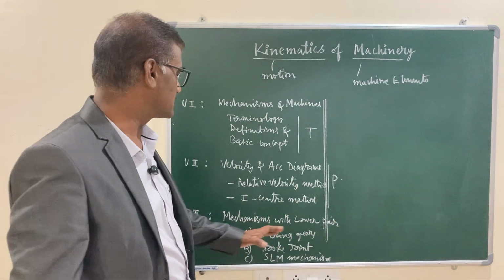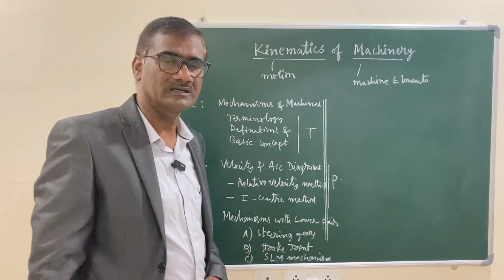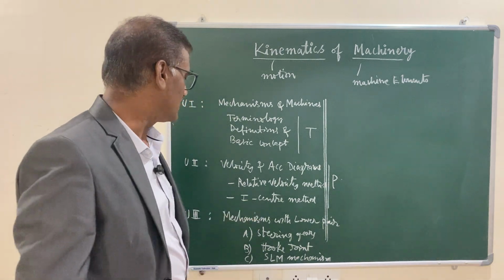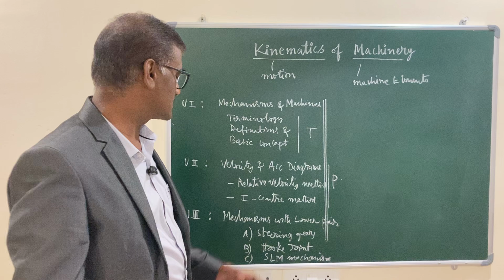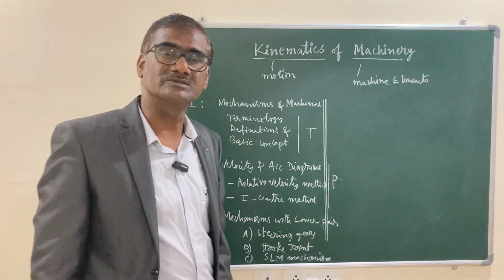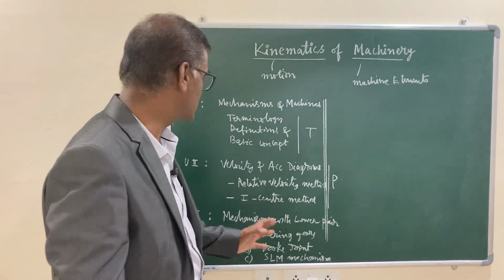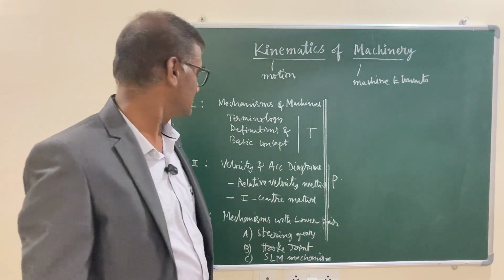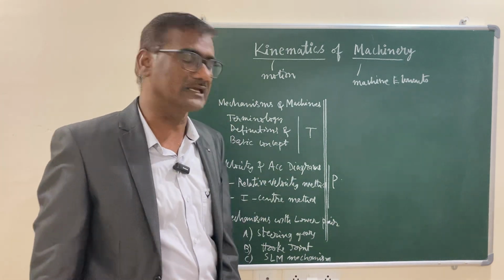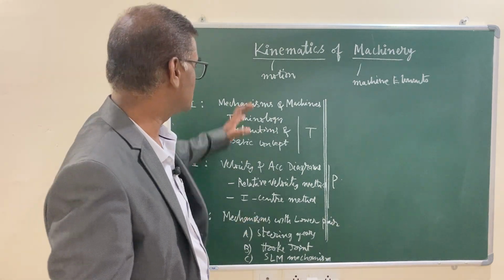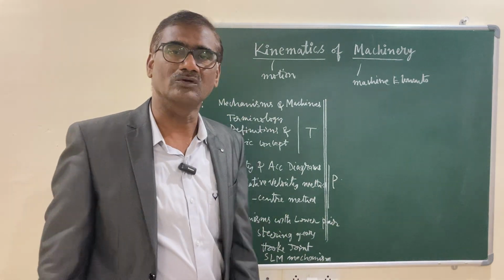You are going to study in detail about the condition for the correct steering gear mechanism, the applications of hook joint and polar velocity diagram of hook joint, and straight line motion mechanisms, exact straight line motion mechanisms as well as approximate straight line motion mechanisms. So this is about the first part of the syllabus, units 1, 2, 3, mainly mechanisms with lower pairs.